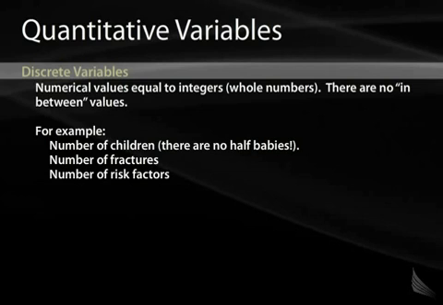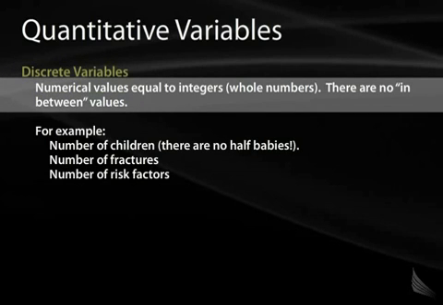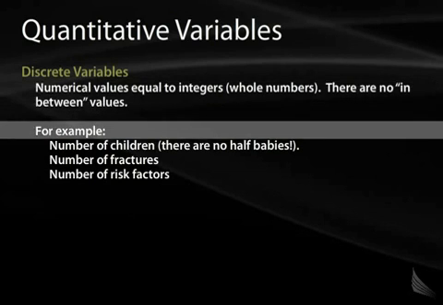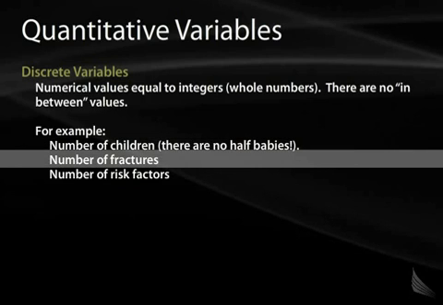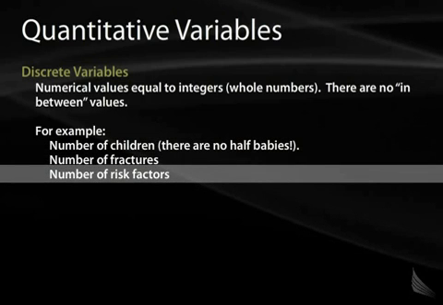Discrete variables are numerical values that are equal to integers, meaning whole numbers, and there are no in-between values. So for example, the number of children. Nobody can have some non-integer value of the number of children in an individual group. There are no half babies, for example. Number of fractures, number of risk factors. You can't have, for example, 1.5 risk factors for a particular disease.